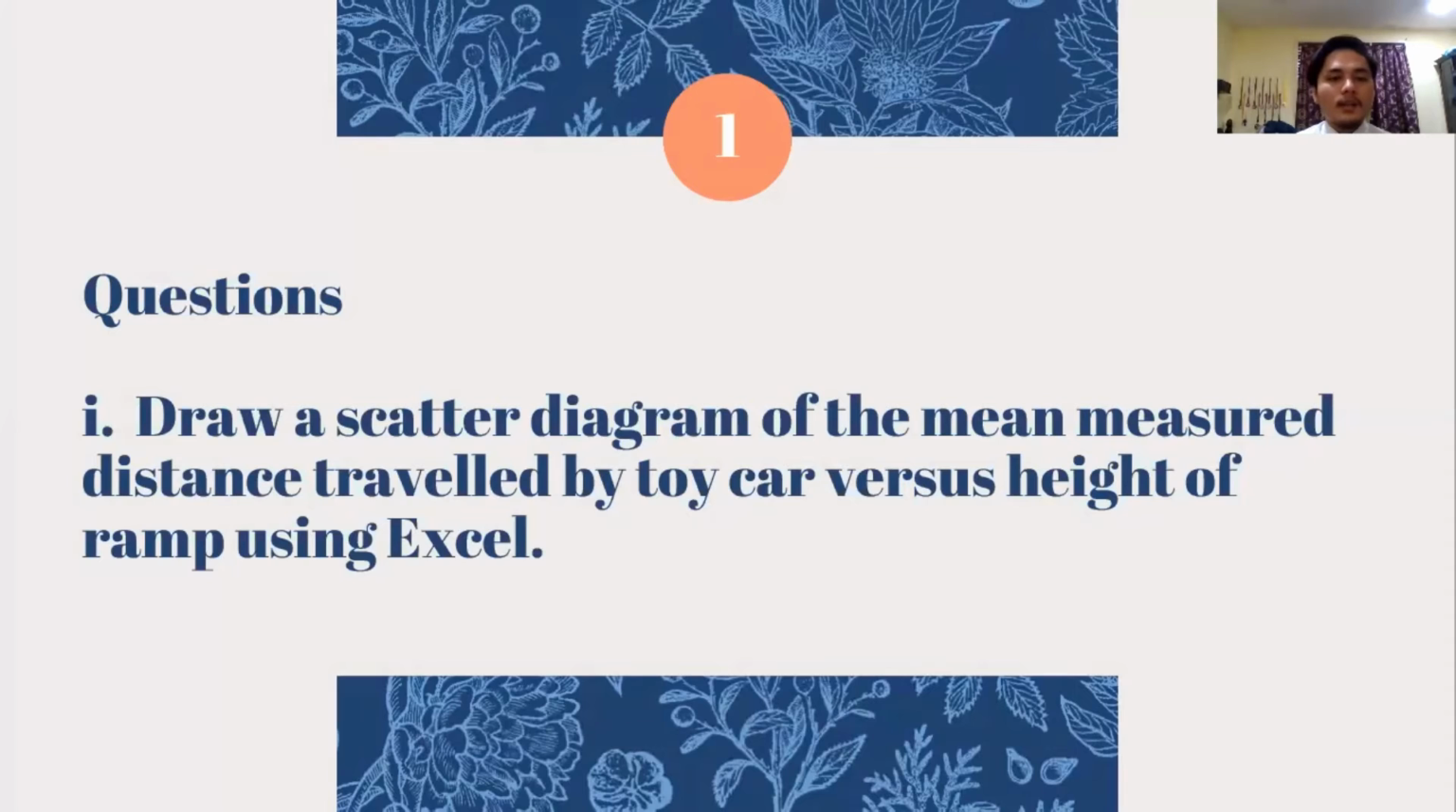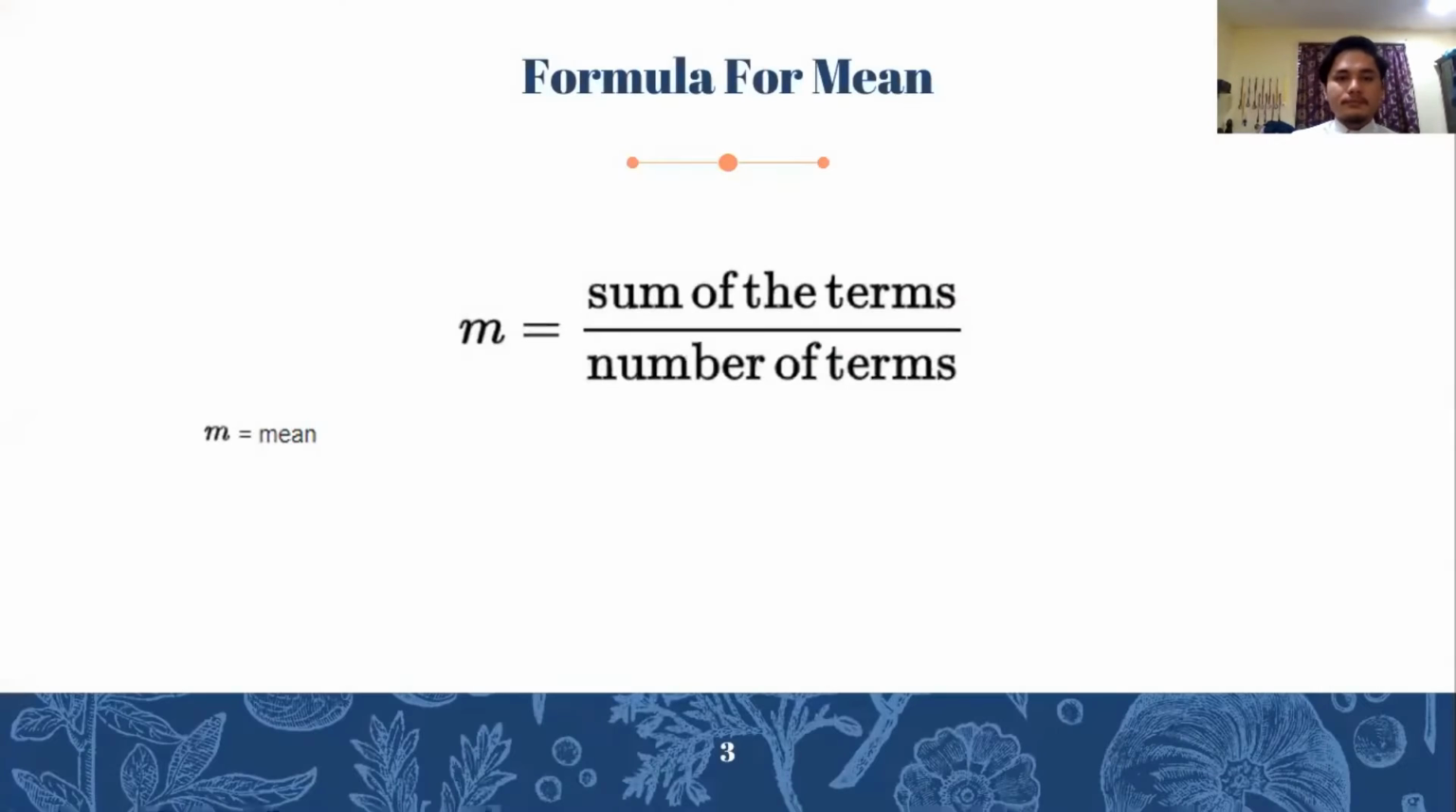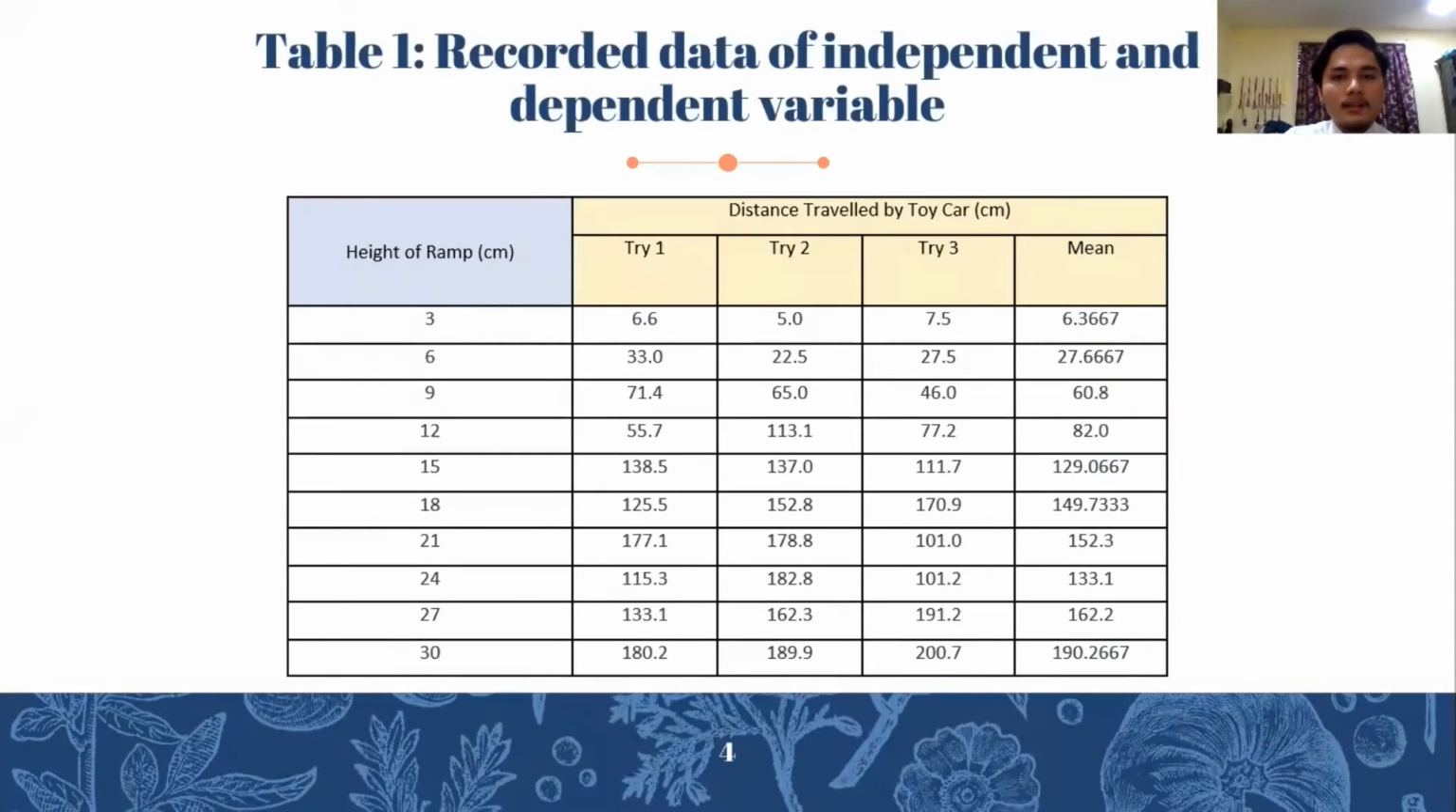Okay. Question 1. Draw a scatter diagram of the mean measured distance traveled by the toy car versus height of ramp using Excel. So the formula for mean is: mean equals the sum of terms divided by the number of terms. That will be our formula for question number 1. So this will be the table of recorded data of the independent and dependent variables.